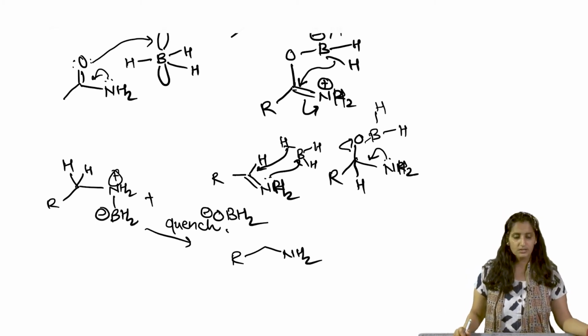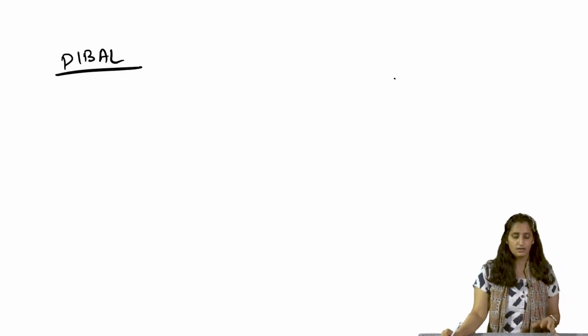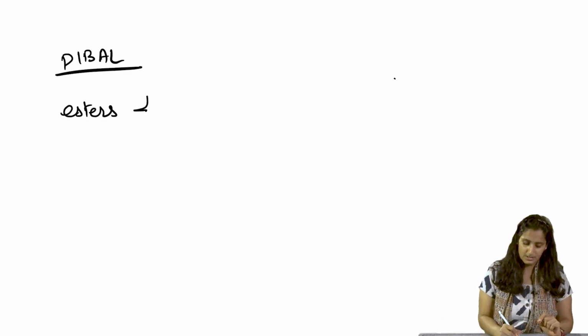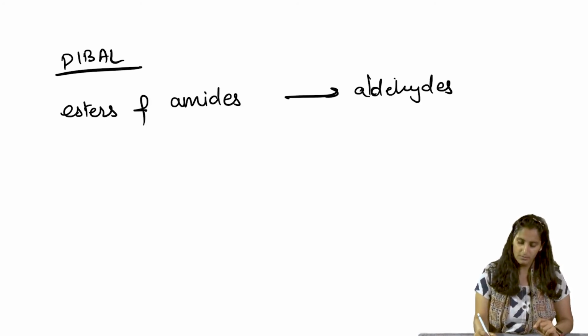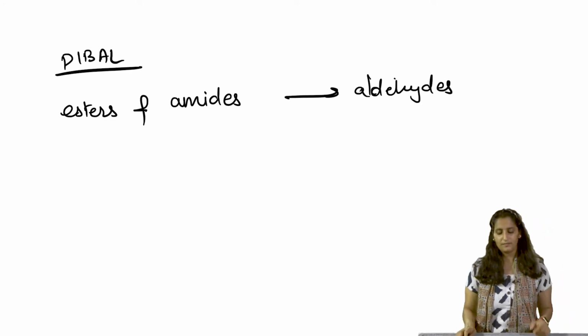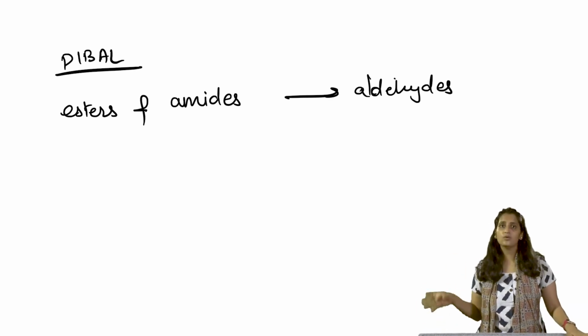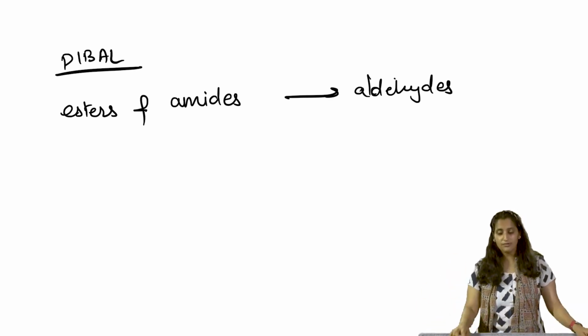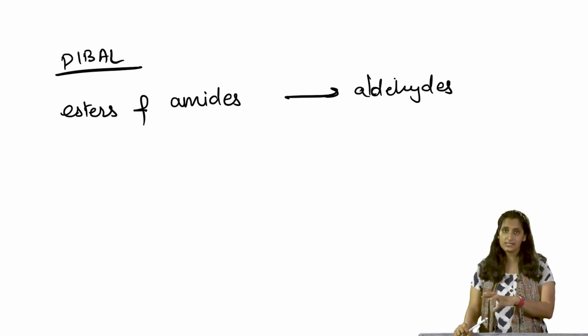Now, the next reagent that we want to look at is DIBAL, and this is a very selective reagent. DIBAL is a way to convert esters and amides to aldehydes only. So, remember, so far we have seen that most of these reducing agents will do the reduction all the way to either alcohols or amines, but in the case of DIBAL, the reaction conditions are such that we end up forming aldehydes.